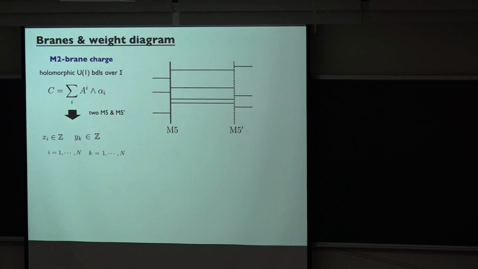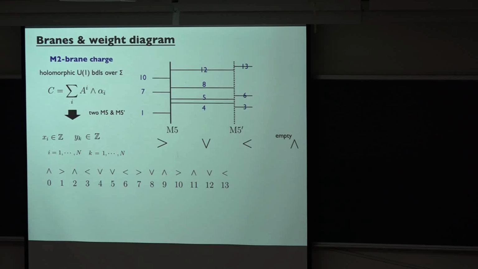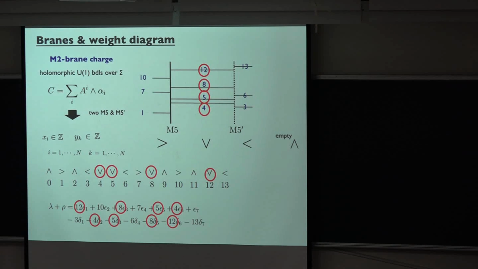So this is a schematic picture. We have this particular configuration of M2 branes in the middle. This is the intersecting M5 and M5 prime. And then we also have some additional M2 branes ending on just one of the M5 branes. Then we can assign the quantum numbers, the charges of these, like this. So we can associate these quantum numbers with the signatures of the weight diagram. Then we can assign the highest weight of the state in the following.